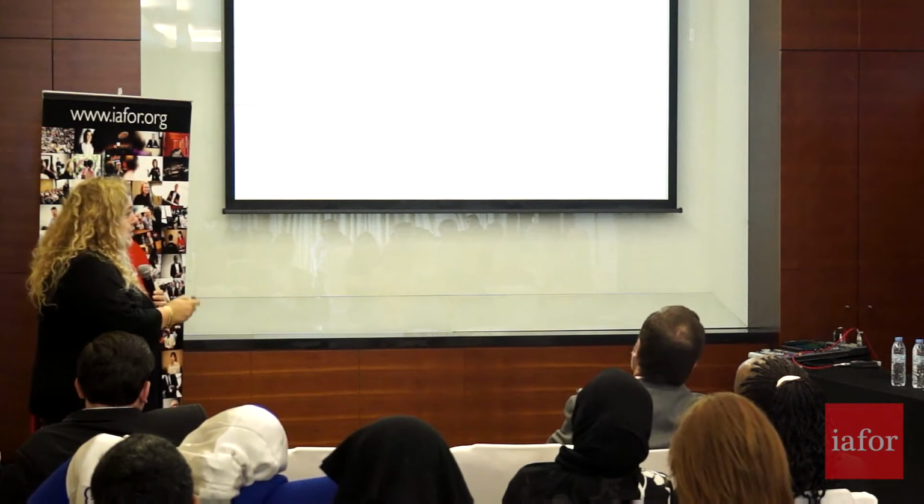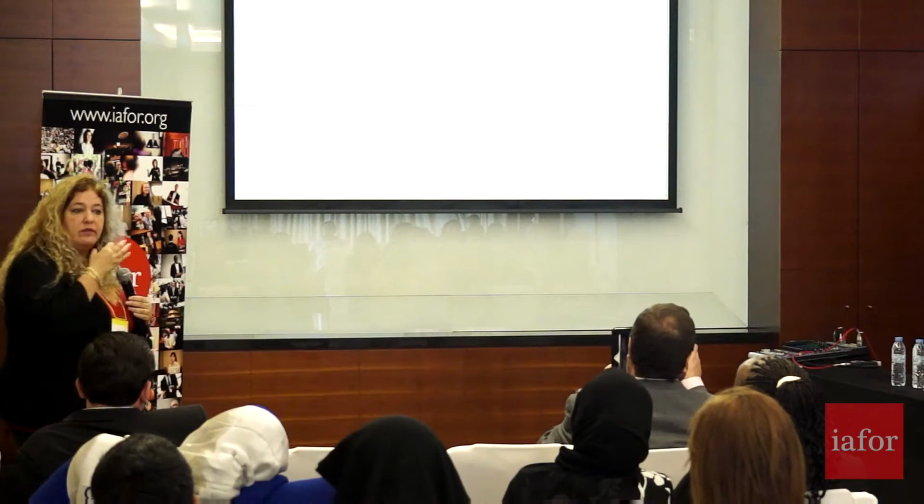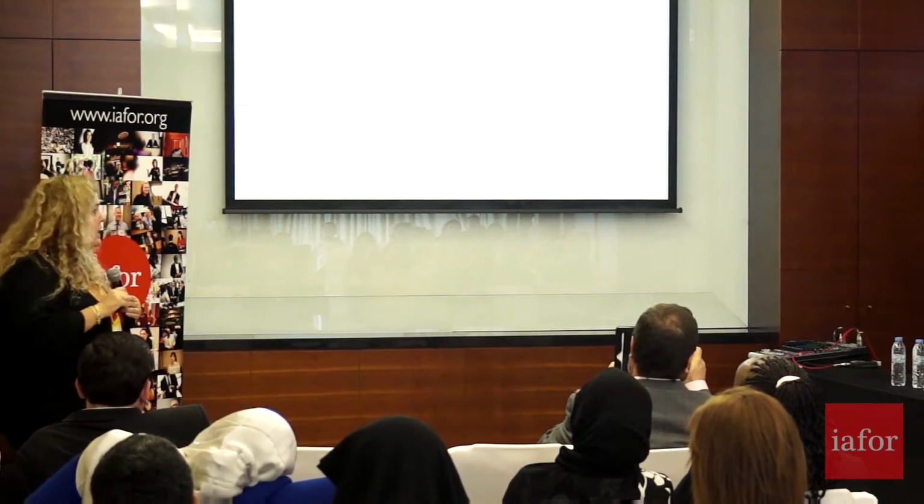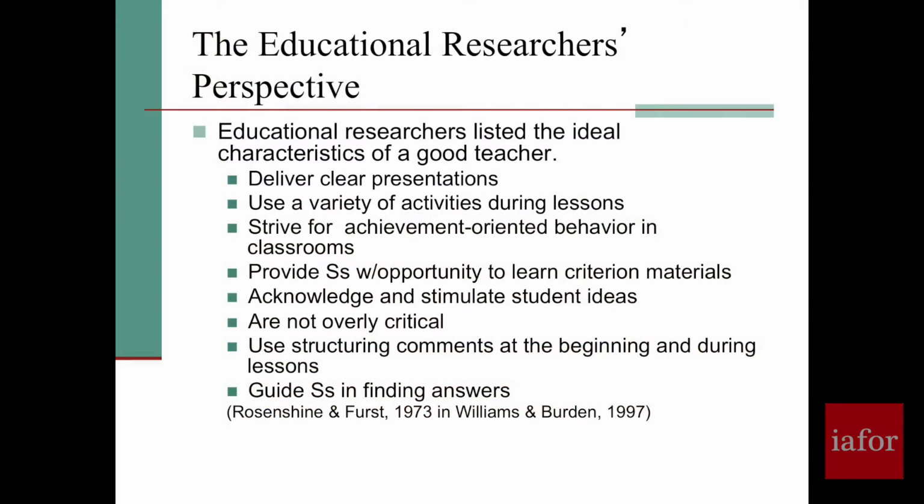Now, if we look at the educational researcher's perspective, instead of a definition, in this study by Rosenshine and Furst, which is from the early 70s, there's a list of positive attributes of good teaching. And the one I'd like to focus in on is the one that caused the most controversy when this study came out. And that was the third one from the bottom. Effective teachers are not overly critical.